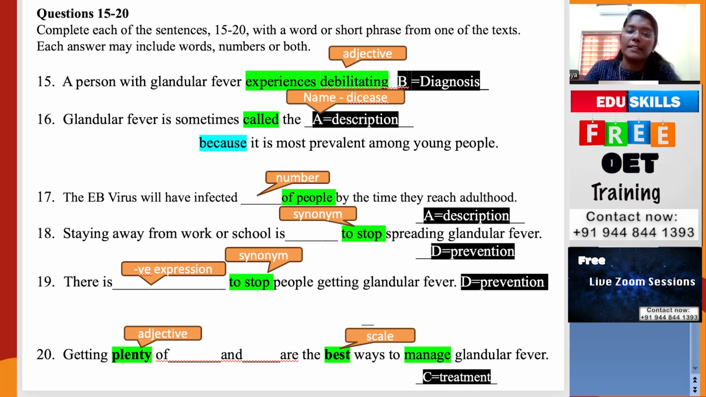Then staying away from work or school is dash to stop spreading glandular fever. Stop. Stop means D. Prevention. D. Okay. There is dash to stop people getting glandular fever. Where will it be? D, sister. Stop. D is there. Then getting plenty of dash and dash are the best ways to manage glandular fever. Treatment. Manage. Treatment. C is the treatment.